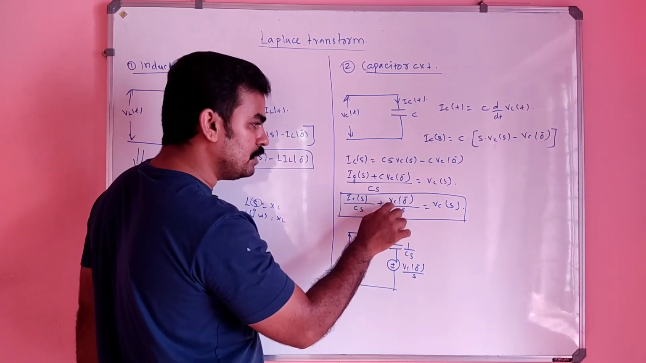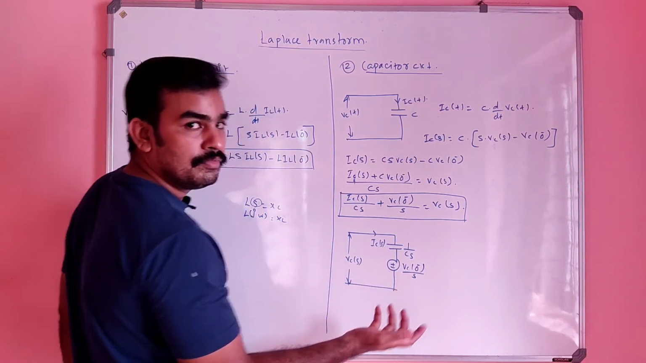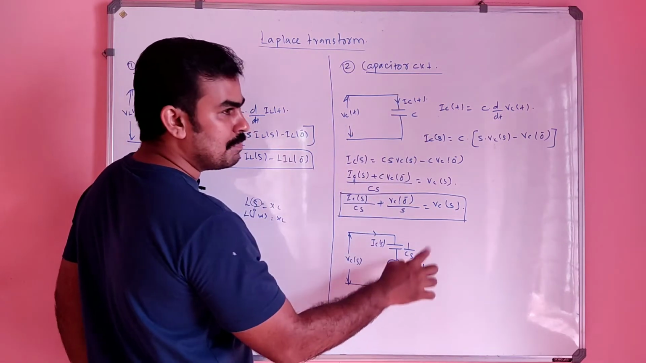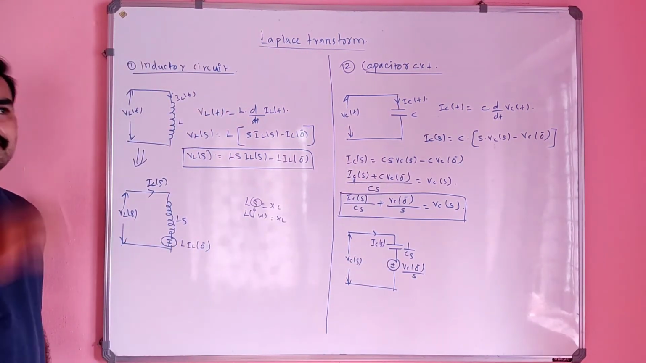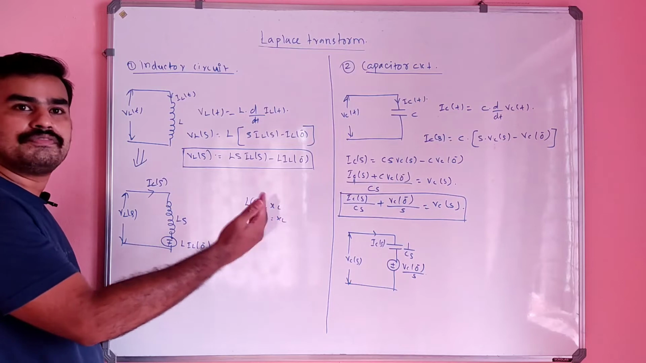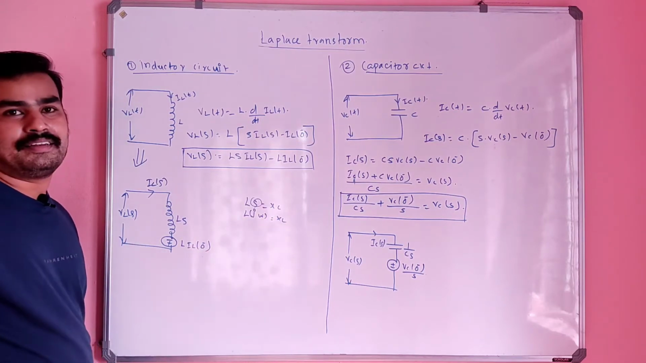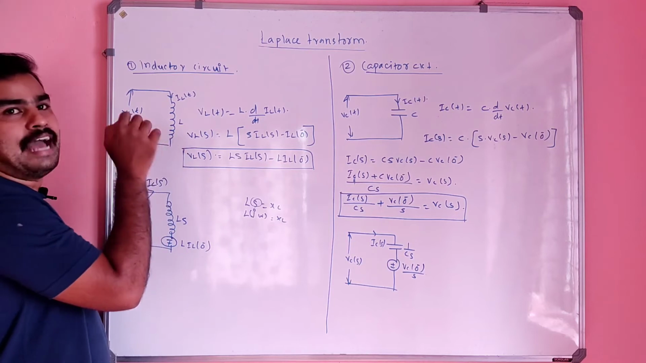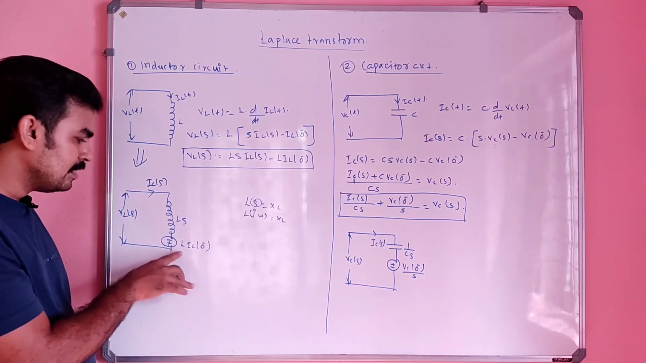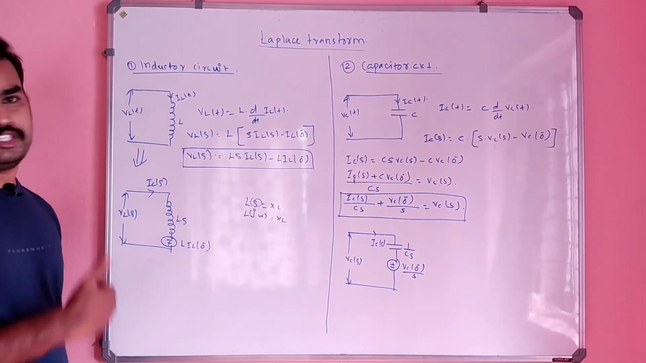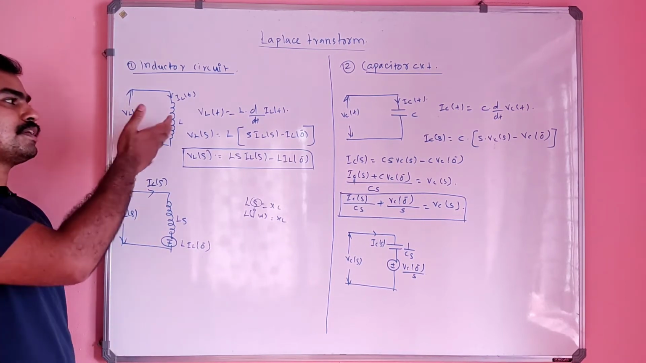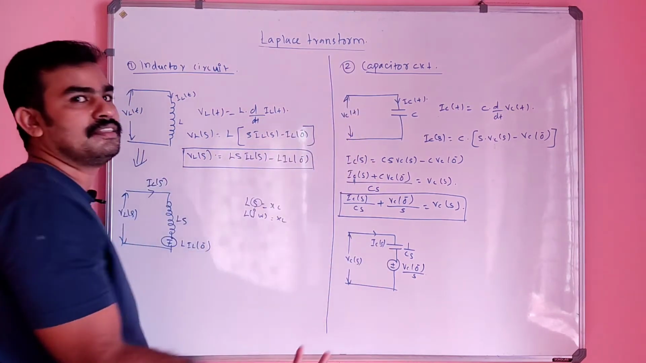This is Vc of S minus Vc of 0 minus divided by S. That means the Laplace transform of the constant Vc of 0 in the time domain will be converted into Vc of 0 by S in the S domain. Clear? The Laplace transform of IL of 0 in the time domain will be converted into L into IL of 0 minus in the S domain. Is it clear? This also contains some initial charges or initial voltage.